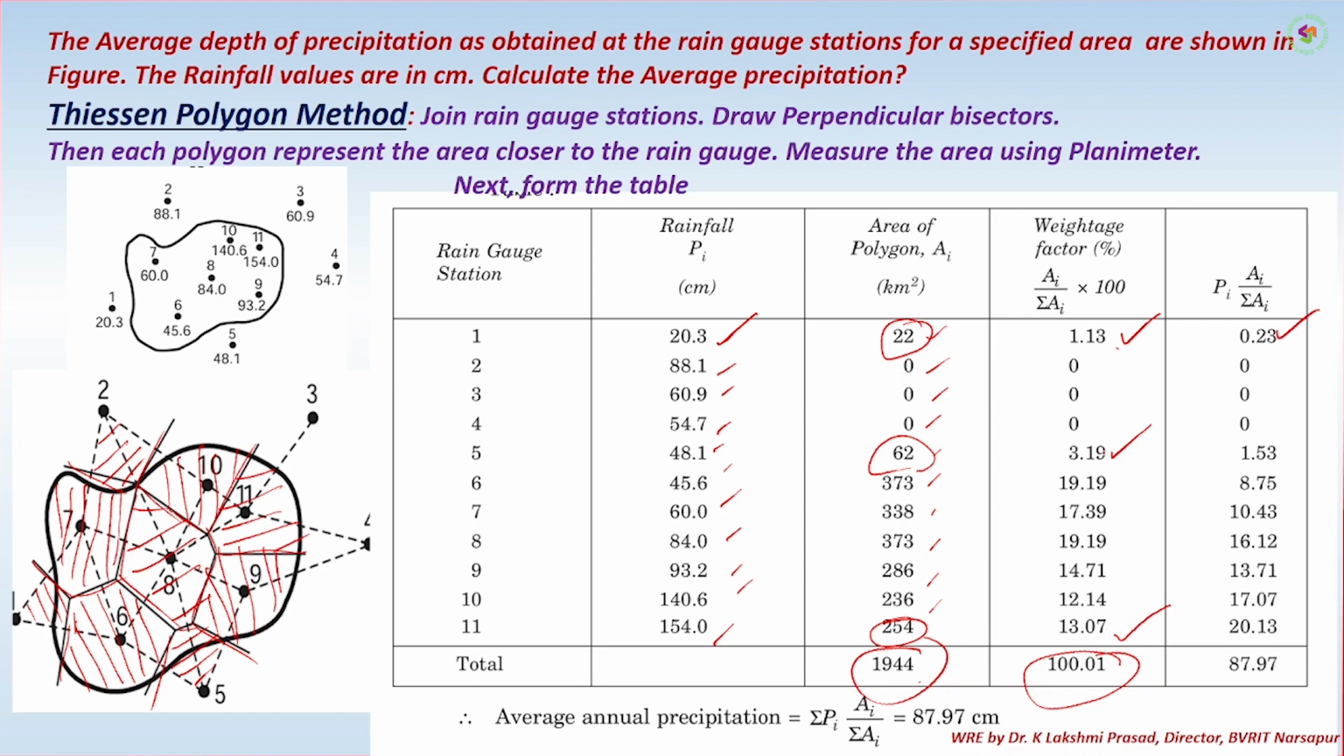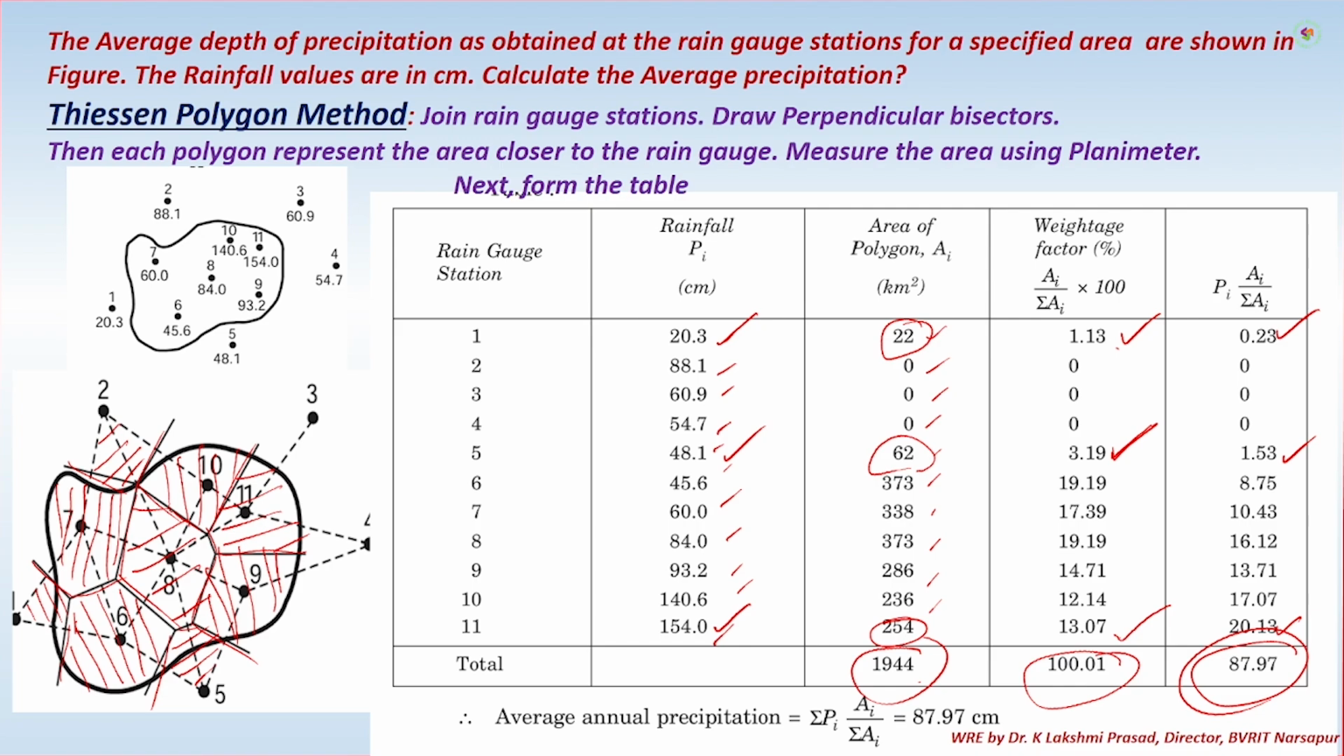The contribution here is 3.19 multiplied by this 48.1. Like that, for example, 13.07 into 154 is equal to 20.13. All this if you add, this is the average precipitation. So by weightage factor you can calculate it, or you can use another method: this multiplied by this multiplied by this, and you don't need the weightage factor at all.